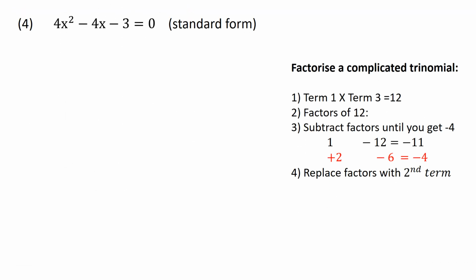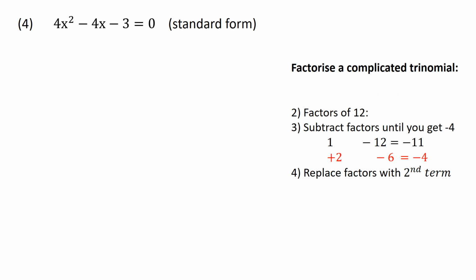Example 4. 4x squared minus 4x minus 3 equals 0. Here it is in standard form, however this is seen as a complicated trinomial. So here are the 4 steps that I use to solve a complicated trinomial. Step 1. Take term 1 and 3, times it together, and for this case your answer would be 12. Step 2. Take the factors of 12.